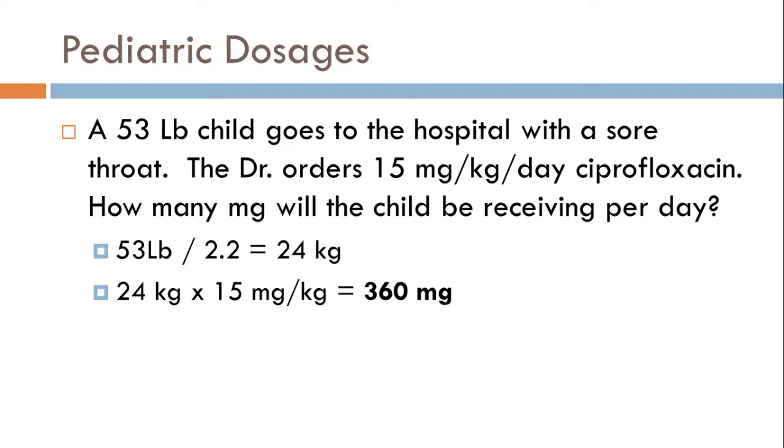We could find out how much that is per dose if we knew the directions. If it was twice a day, I'd divide 360 by 2. If it was 3 times a day, I'd divide 360 by 3.